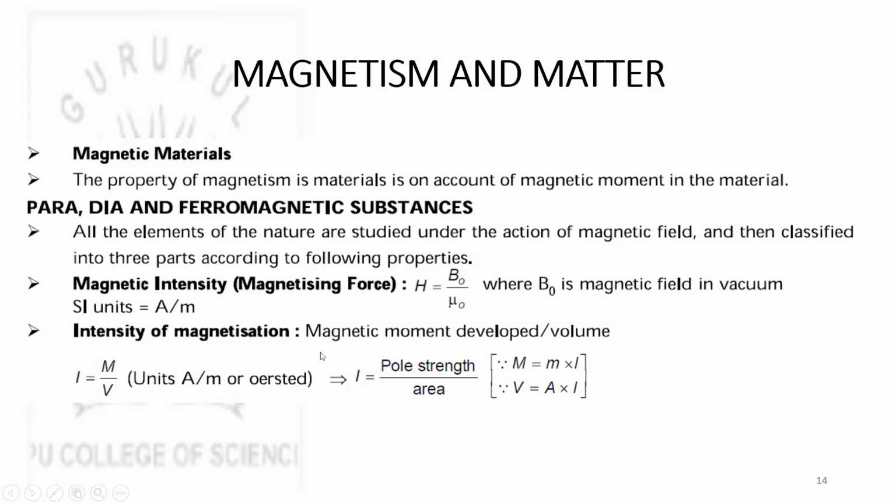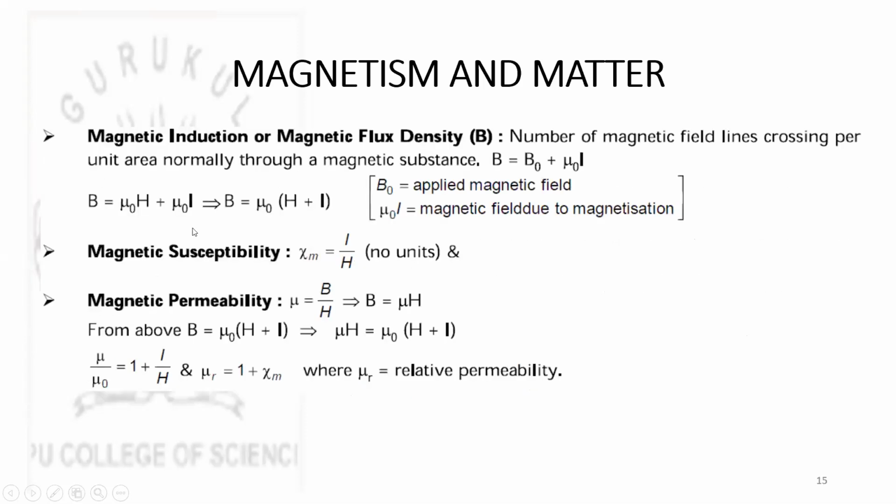Then intensity of magnetization. Intensity of magnetization is the magnetic moment developed per unit volume when a material is present in an external magnetic field, and it is given by the formula capital I is equal to magnetic moment M divided by volume V. Its units are ampere per meter or Oersted, and it can also be expressed as I is equal to pole strength divided by area. Then magnetic induction or magnetic flux density, which is equal to the number of magnetic field lines crossing per unit area normal through the magnetic substance.